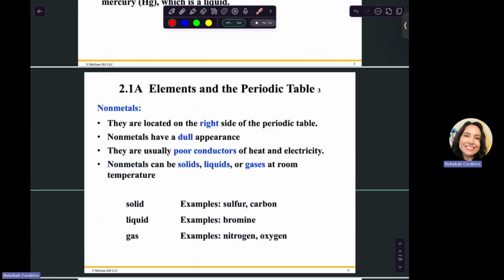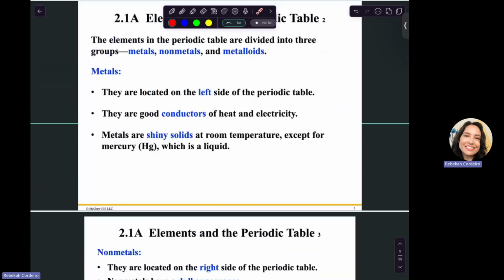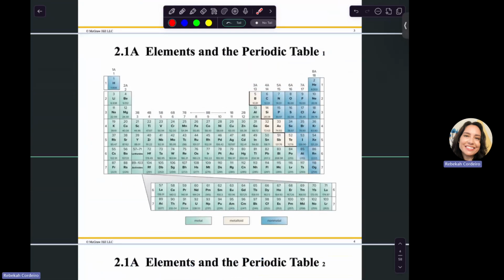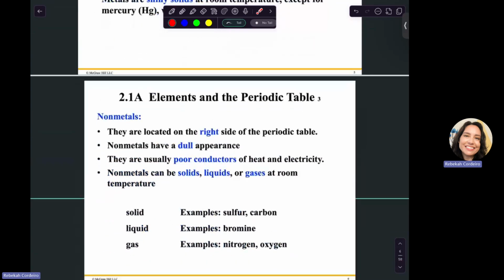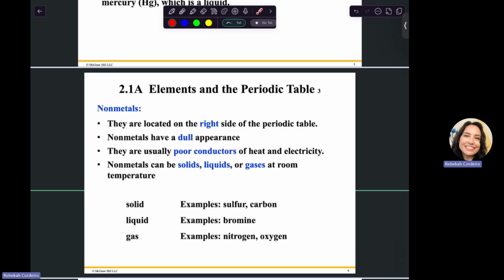The next category is going to be nonmetals. These are on the right side of the periodic table. So if we go back to this periodic table, we're looking for nonmetals in blue. So they're on the right side of that stair step line. And then you also need to add hydrogen to that family, to that group. They usually have a dull appearance if you do see them as a solid. They're usually poor conductors of heat and electricity, but they can be solids, liquids, or gases.